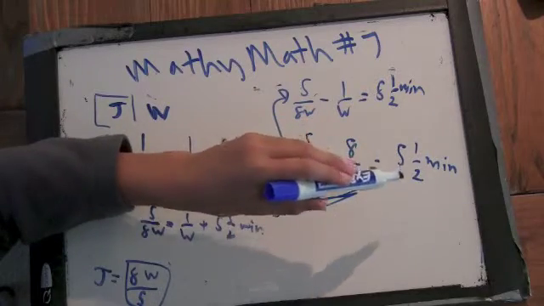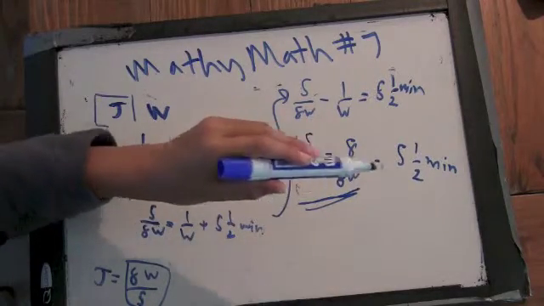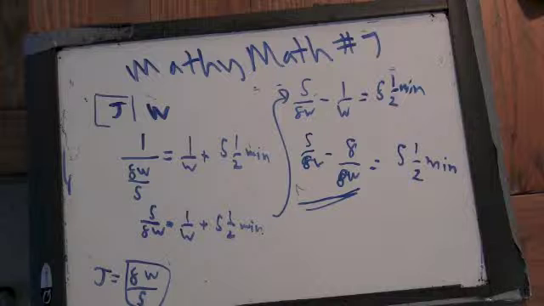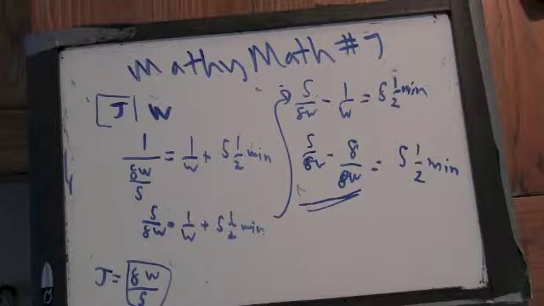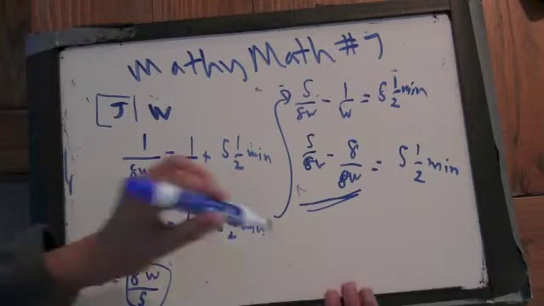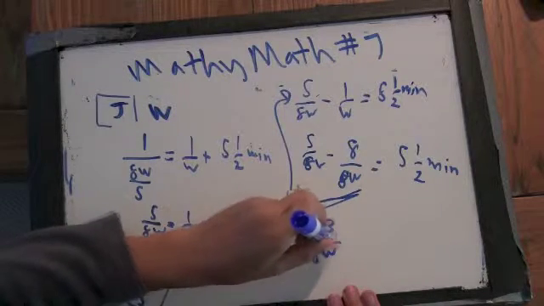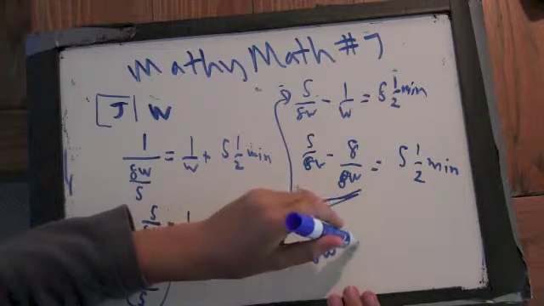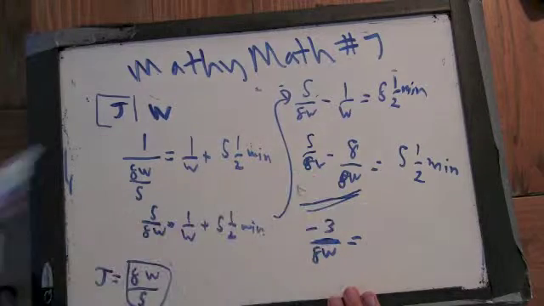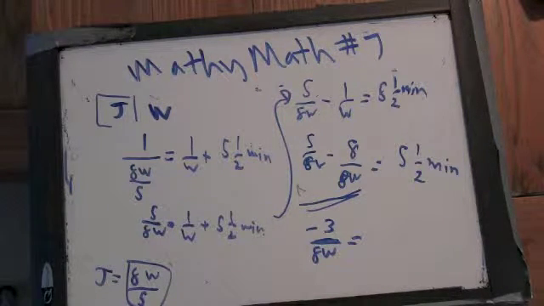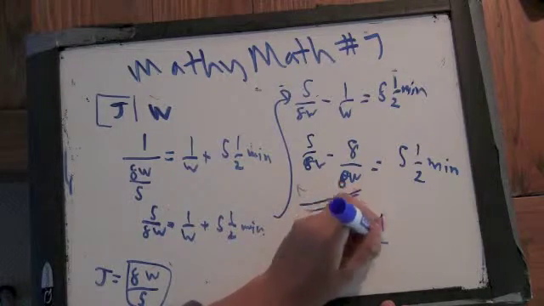It equals 5.5 minutes. What does that expression equal? 5 over 8w minus 8 over 8w. It's minus 3 over 8w. Okay, so that's what it equals. So write that. Don't stop in the middle of the calculation. Get to the end and simplify. Minus 3 over 8w equals, so I'm just going to write this all in halves since that might be easier. Okay, fine.